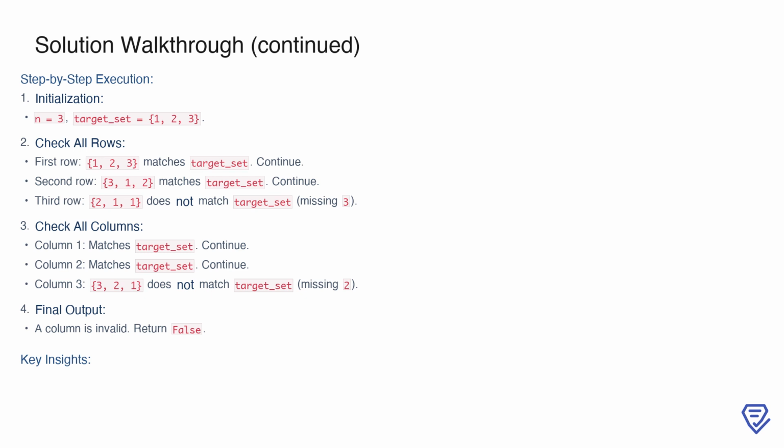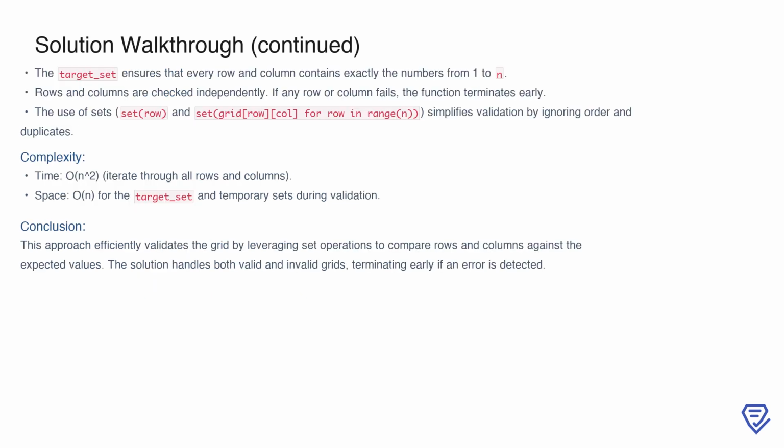With both row and column issues present, the function returns false because the grid does not meet the criteria. This approach works by ensuring that every row and column contains exactly the numbers from 1 to n. The target_set provides the expected values, and we validate rows and columns independently by converting them into sets. If any row or column fails the check, the function terminates early and returns false.